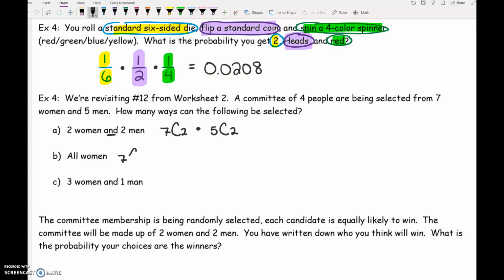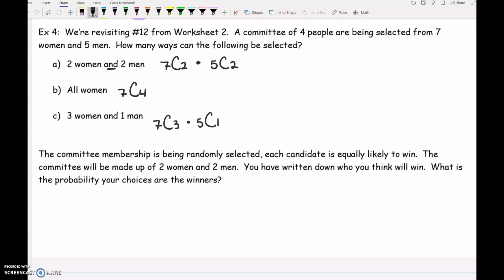All women, 7C4. 3 women and 1 man. Anyone want to take a crack at that one? 7C3 and 5C1. So we could calculate those out in our calculator and get the actual numbers. To save on time, let's just move to the one that's actually probability. The committee membership is being randomly selected. Each candidate is equally likely to win. The committee will be made up of 2 women and 2 men. So we are going to focus on this one.